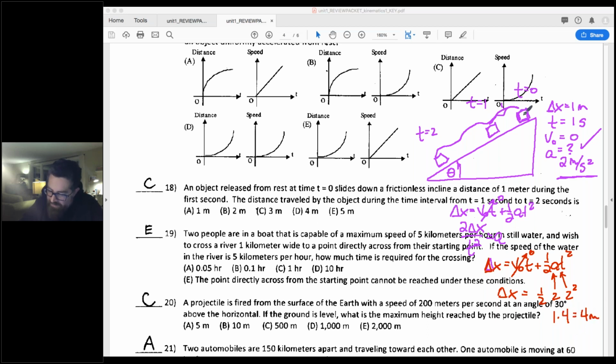That means from the beginning to 2 seconds later, I've gone 4 meters. Well, I went 1 meter here, so that means the unknown distance from 1 second to 2 seconds is 3 meters, and that's how I get question number 18 as answer C. Let's take a look at a couple of the online quiz questions and see if we're in good shape.